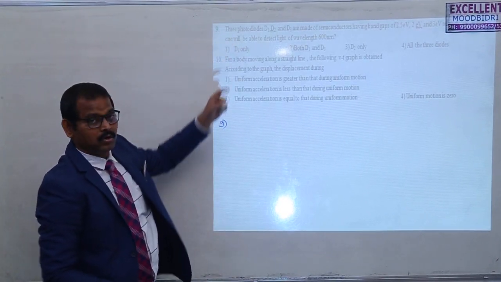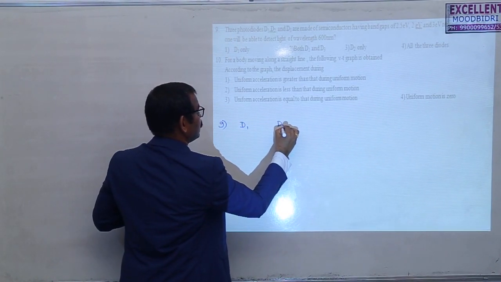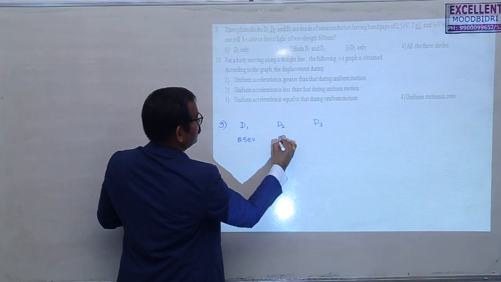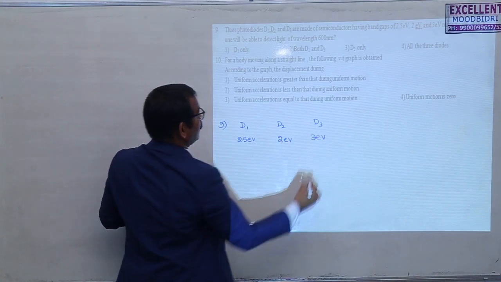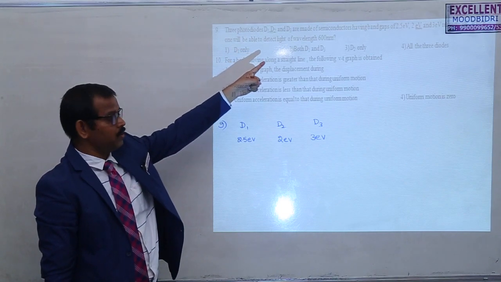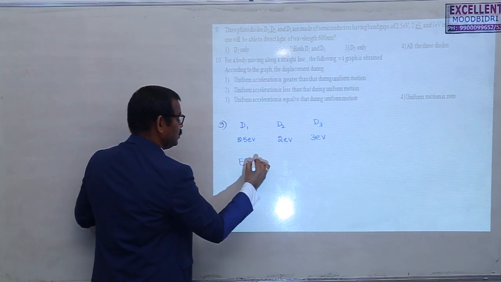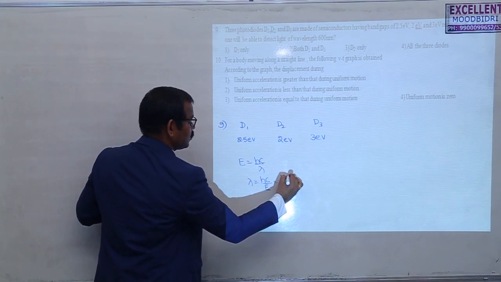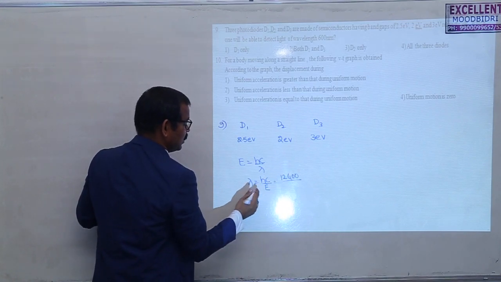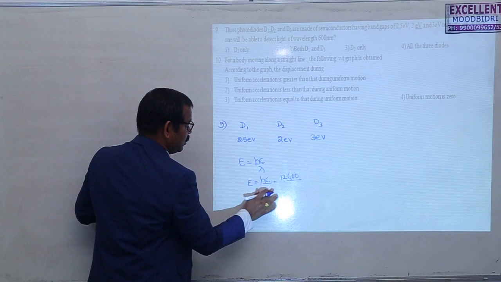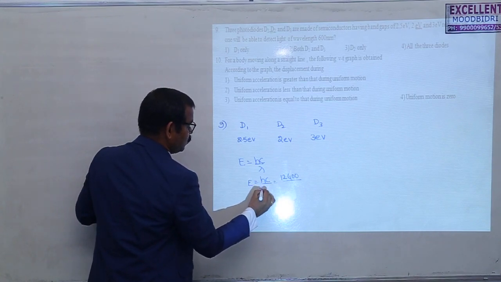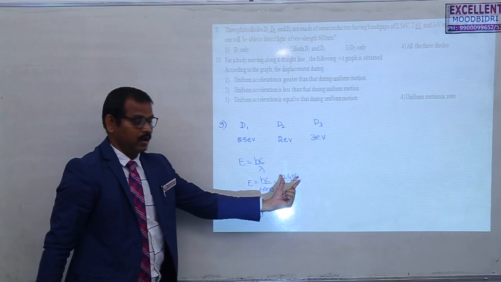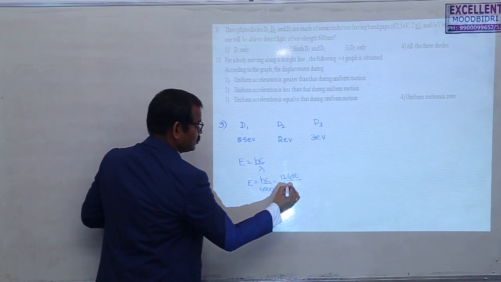Three diodes D1, D2, D3 having energies 2.5 electron volts, 2 electron volts and 3 electron volts. Which one will be able to detect the light of wavelength 600 nanometers? We know that energy is equal to hc by lambda. Lambda is equal to hc by E, that is 12,400 by this energy. As we are finding this energy here, the wavelength to be measured here is lambda, which I am going to write 600 nanometer or 6000 angstrom, because whenever you are writing this 12,400, the wavelength should be in angstroms.